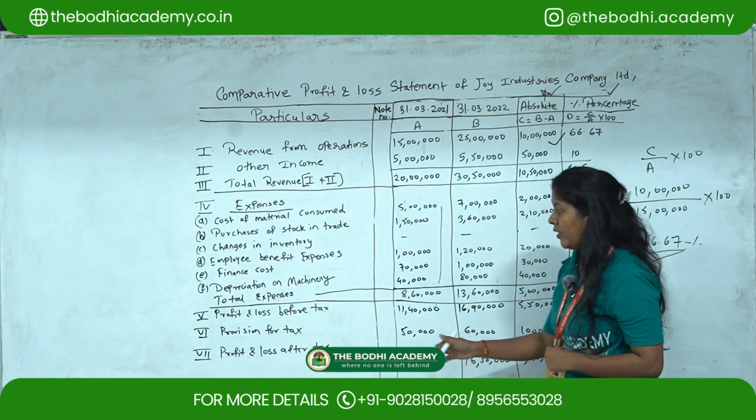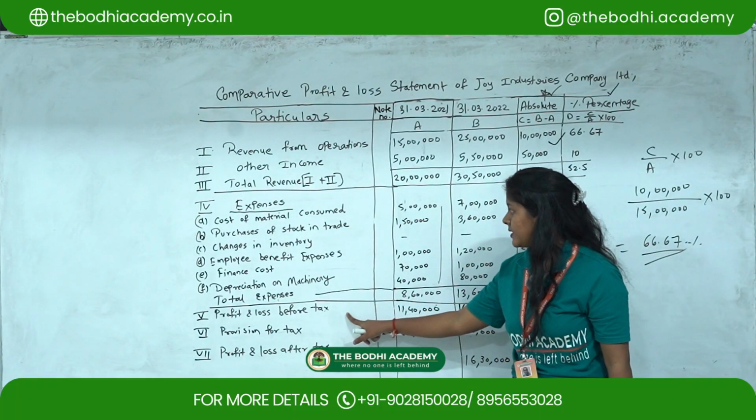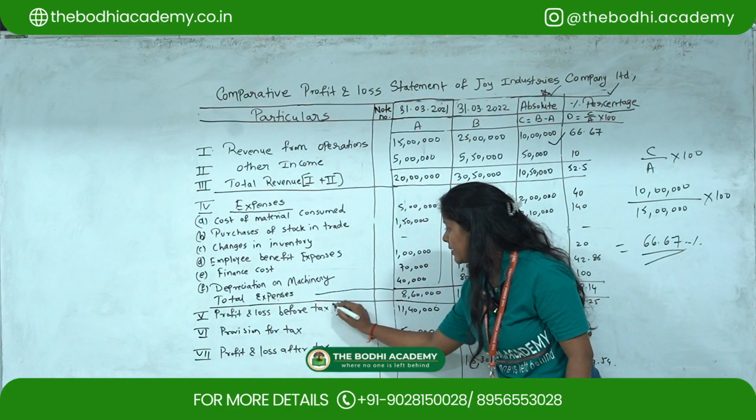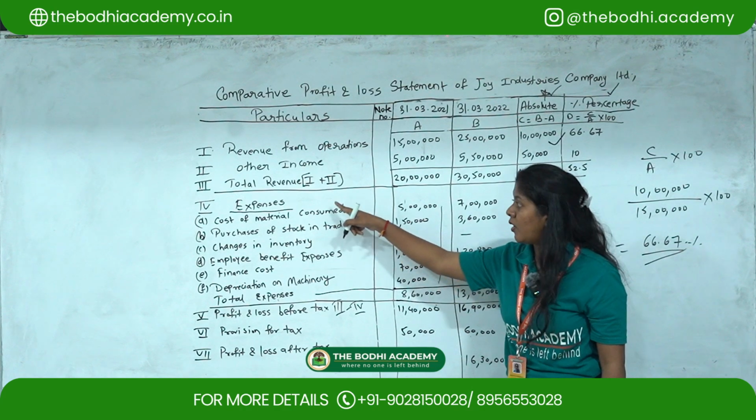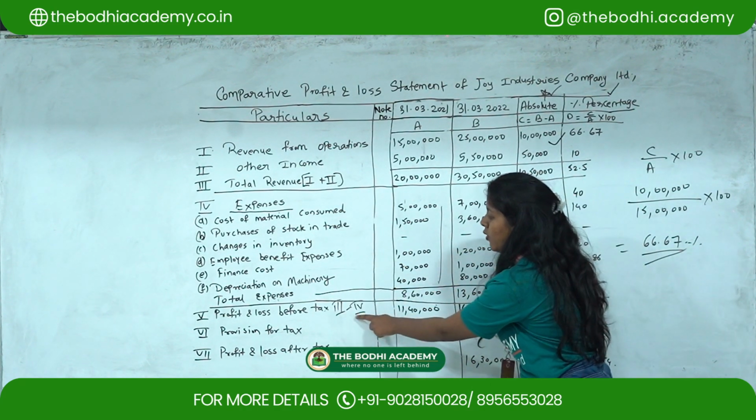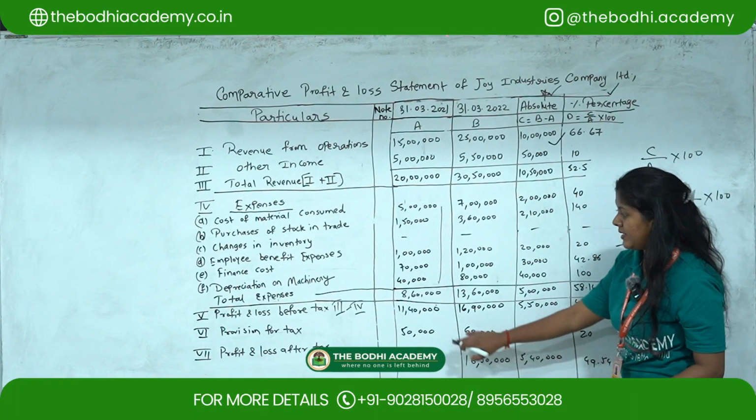After this, you have to find out profit and loss before tax. So that is how we basically find it. We find it third minus fourth. So this is the formula to calculate: third minus fourth. It means your total revenue minus your total expenses, you'll get profit and loss before tax, that is, before providing the taxes. So it is this much amount.